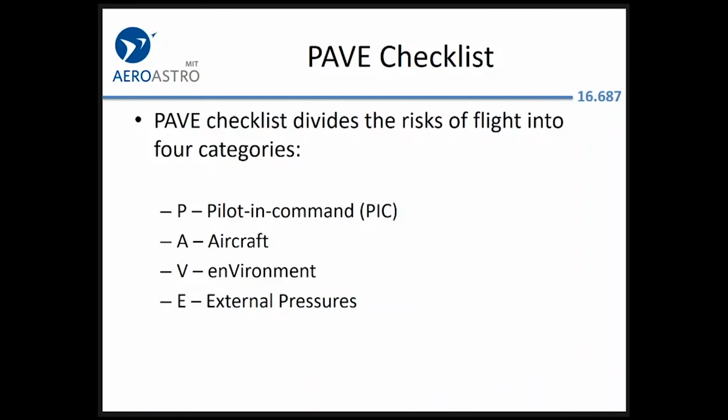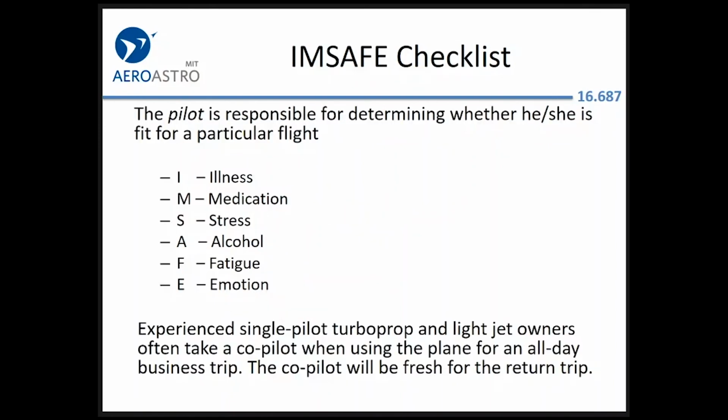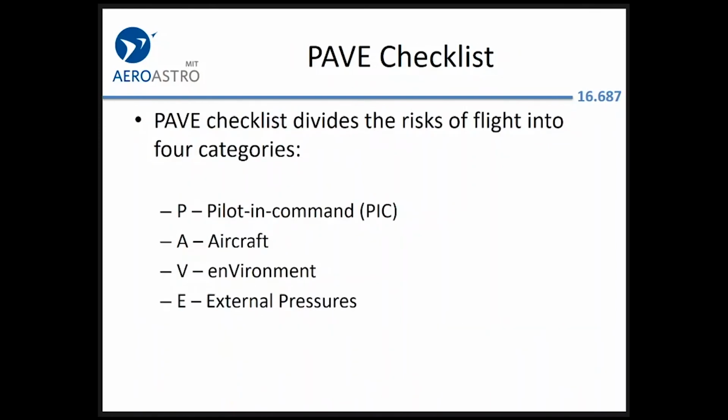The PAVE checklist actually encompasses more than that. So the P, the pilot in command, that kind of is the I'm safe checklist. This is you kind of checking yourself. It also could include checking your currency, your ratings. Are you qualified and able to fly? Have you flown recently? The aircraft, are there any issues with the aircraft?